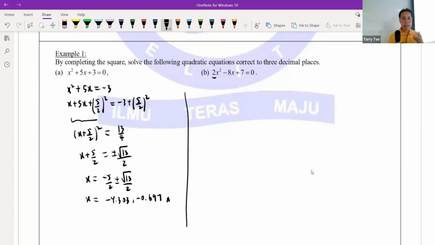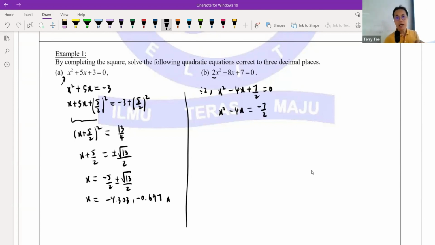In the event that the number in front is not 1, then you have to do something more. Like the first case, you can see it is 1. 1 is easy. If it's not 1, we have to divide by 2 first. Make sure your coefficient of x is 1. So this is now 7 over 2. Bring it to the right-hand side. This will be -7 over 2.